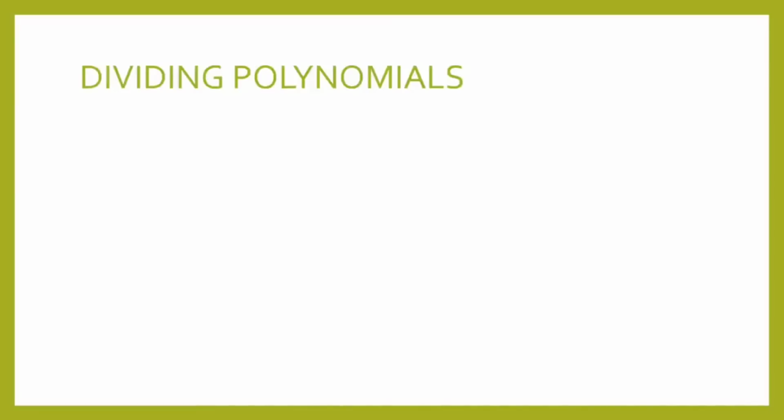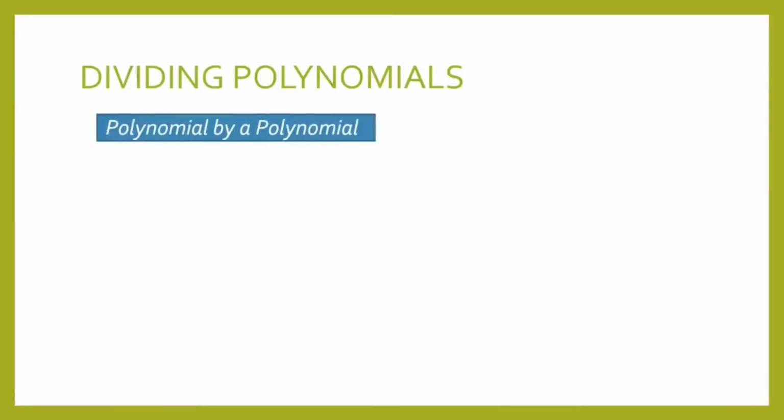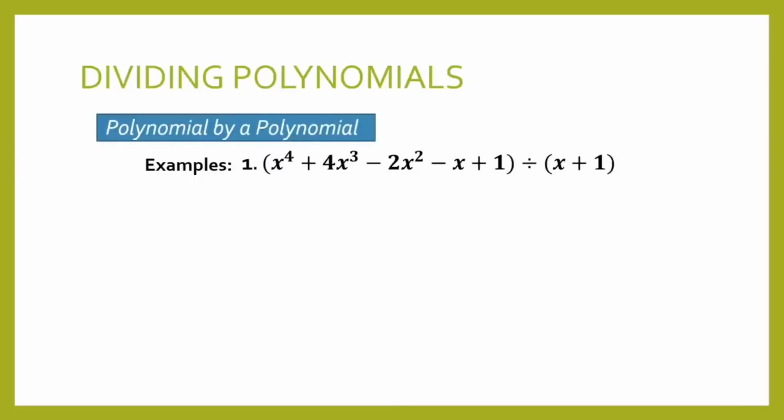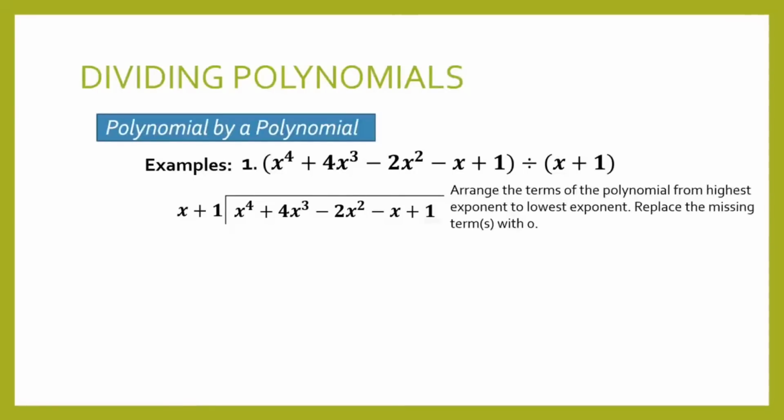This time, let us learn how to divide a polynomial by a polynomial. So for example, we are going to divide the quantity x to the fourth power plus 4x cubed minus 2x squared minus x plus 1 divided by the quantity x plus 1. So we are going to use the long division method to solve for this problem.